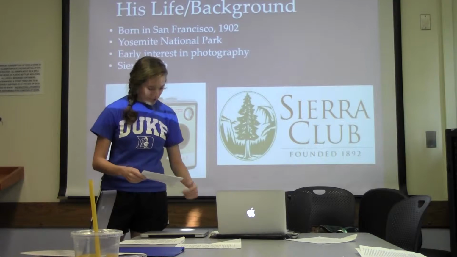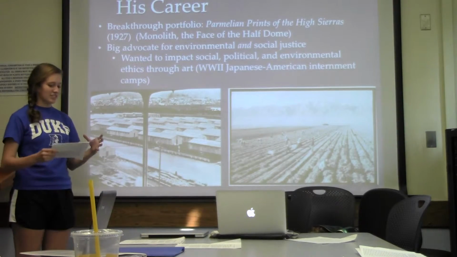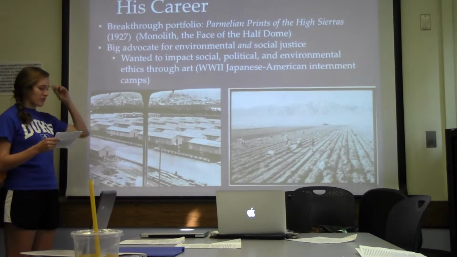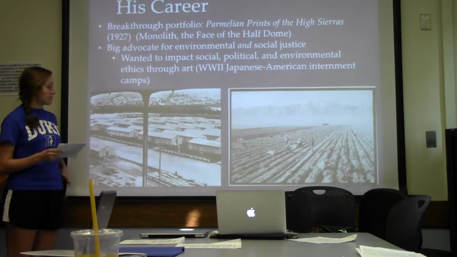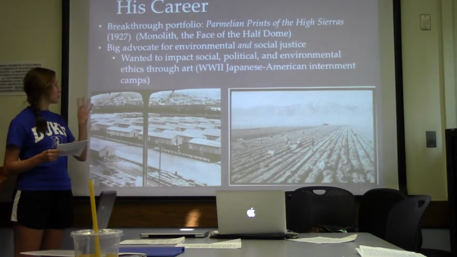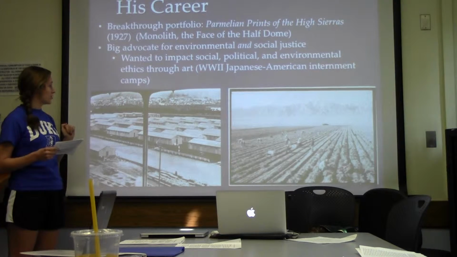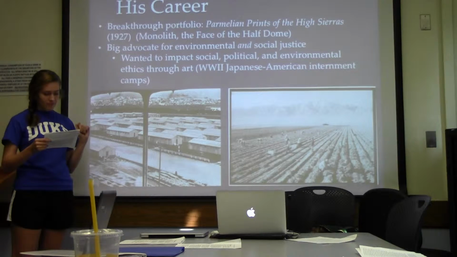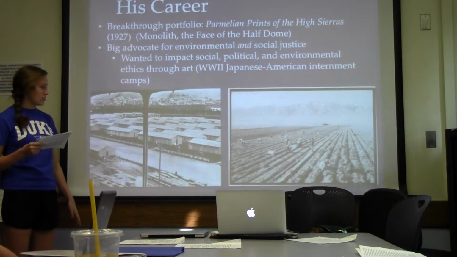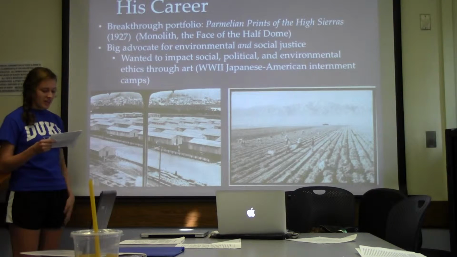So as you can see from his early life, he was very dedicated and invested already in the environment. Okay, and then some stuff from his career. His first portfolio, and it was kind of his breakthrough, was Parmelian Prints of the High Sierras, published in 1927. It includes his most famous work, Monolith, the Face of Half Dome. He worked with the photography business and began getting paid to take photos, which drove him to do something that he loved.